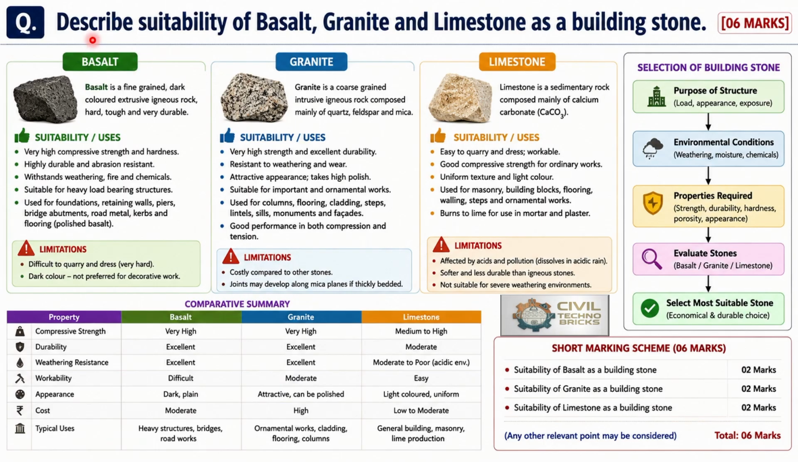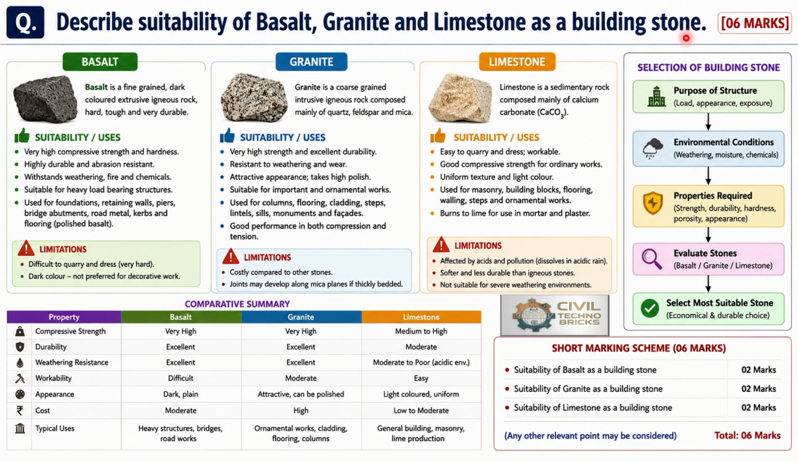Last question is related to suitability. Here 6 marks are assigned, for example, as a building stone. So we have to check the suitability of building stone of different types of rocks, like basalt, granite and limestone. So the question is: describe the suitability of basalt, granite and limestone as a building stone.